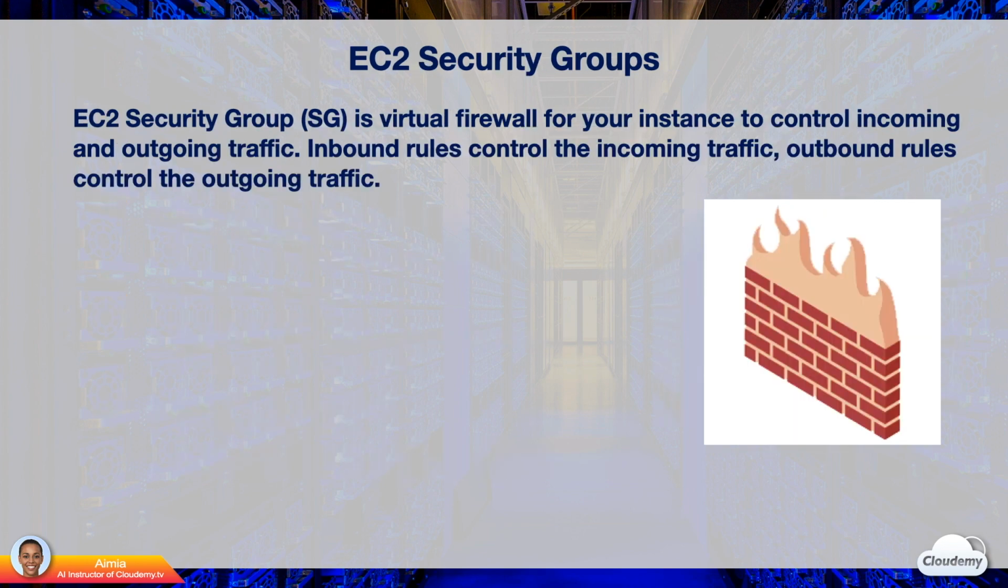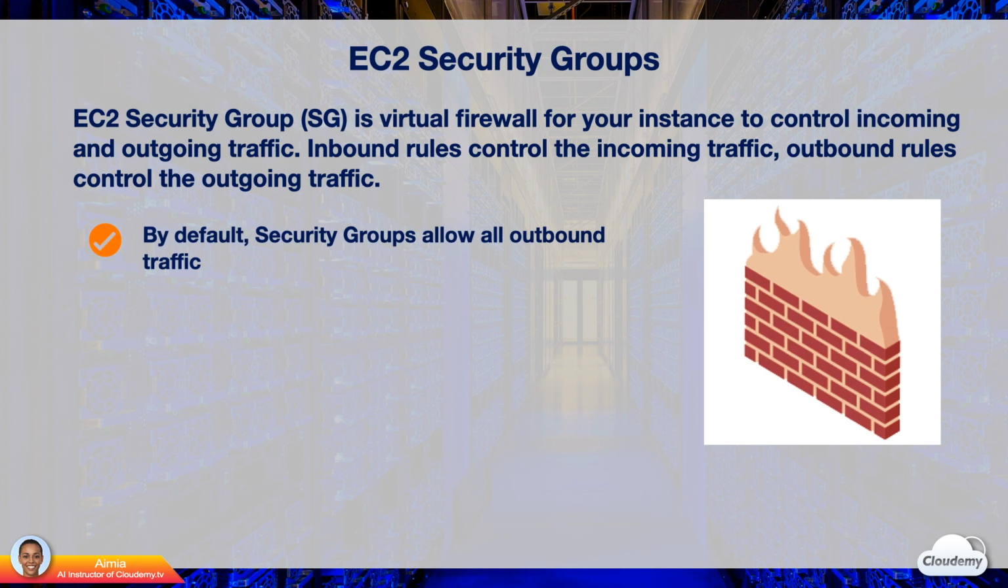EC2 Security Group is a virtual firewall for your instance to control incoming and outgoing traffic. Inbound rules control the incoming traffic to the instance, outbound rules control the outgoing traffic from the instance. When AWS creates default VPC, it also creates a default security group. When you launch an instance, you can specify one or more security groups. Otherwise, Amazon EC2 uses the default security group.